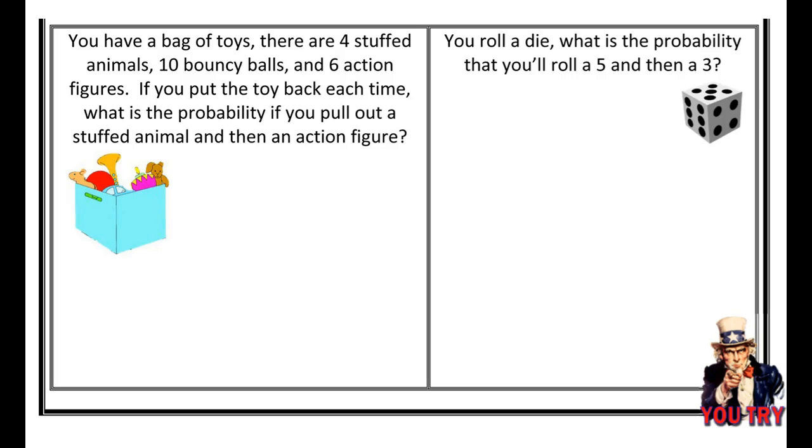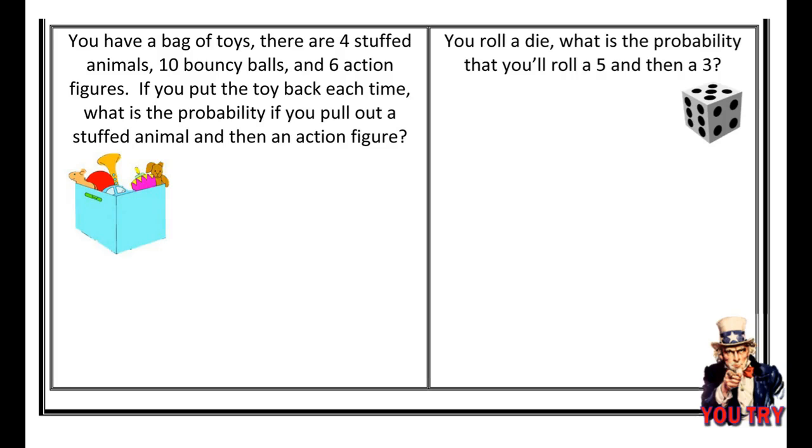Let's try this next problem together. You have a bag of toys. There are 4 stuffed animals, 10 bouncy balls, 6 action figures. If you put the toy back each time, what is the probability if you pull out a stuffed animal and then an action figure? So we're putting the toy back. That means when we remove a toy, it does not change the total number of outcomes or specific events in the bag.